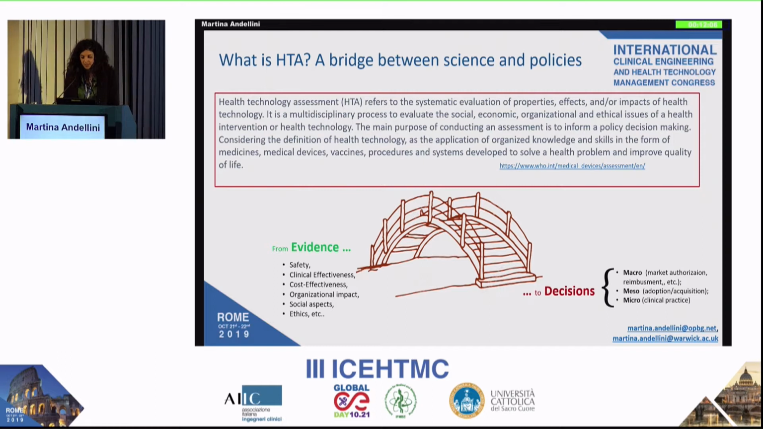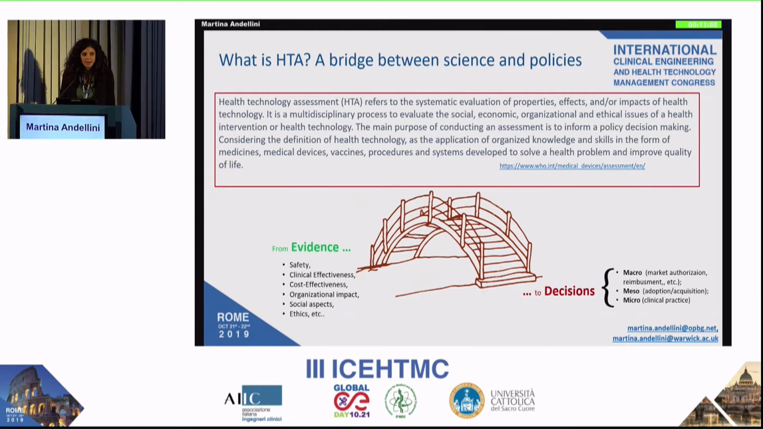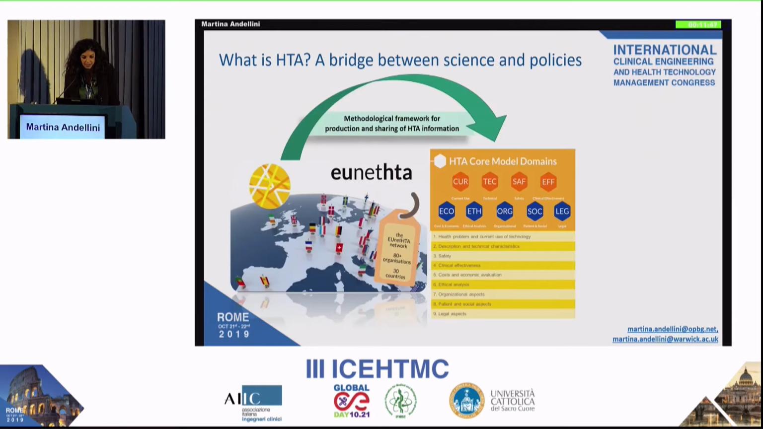The macro level, for example, refers to market authorization. The meso level refers to the adoption of health technology within a clinical setting. At the micro level, it is the everyday use of health technology in clinical practice.